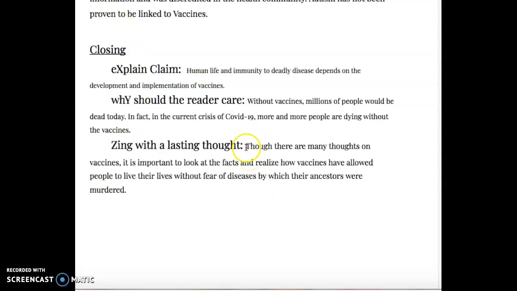so though there are many thoughts on vaccines, it is important to look at the facts and realize how vaccines have allowed people to live their lives without fear of diseases by which their ancestors were murdered. So just saying, like, think about it, if there's people in your life or in your family tree who have been murdered by diseases that you no longer fear, and this is because of vaccines. So it's just that lasting thought. It doesn't have to be super long. It's just that big picture again. And then once we put this all together, this would be our closing paragraph.